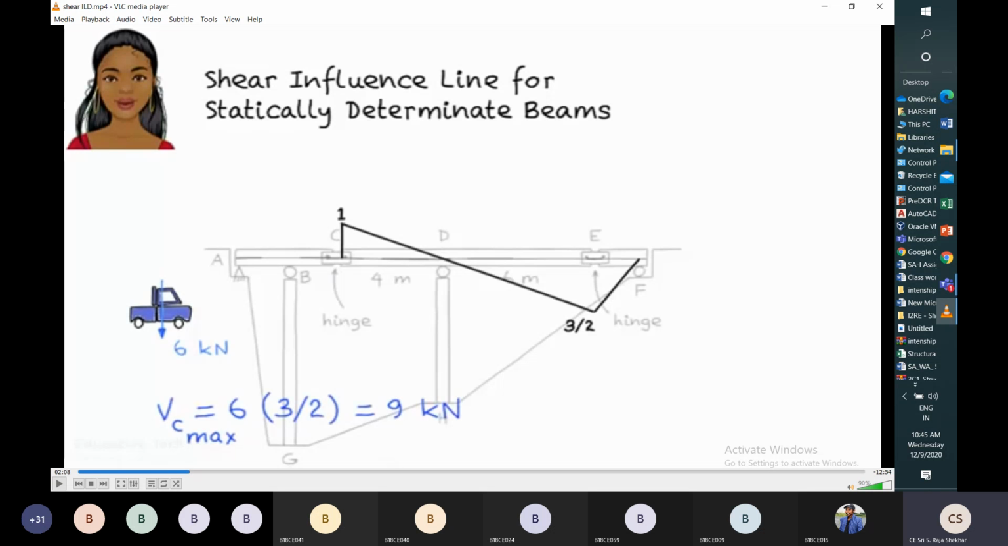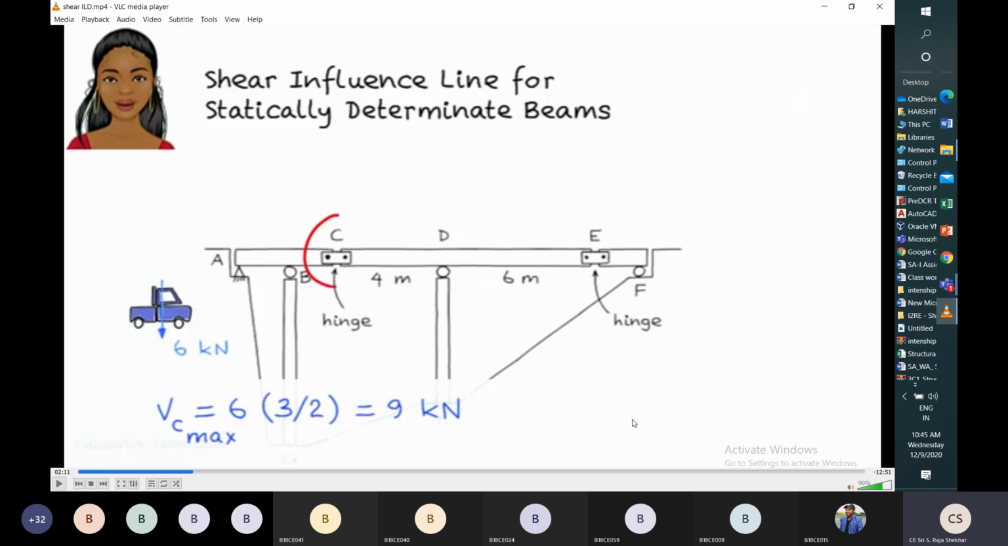So for the design of hinges and members, first we use the ILD for the different sections. For the design of that hinge, we use the maximum ordinate developed in the ILD for the shear at C. That ordinate multiplied by the applied load will give the design load for that hinge.